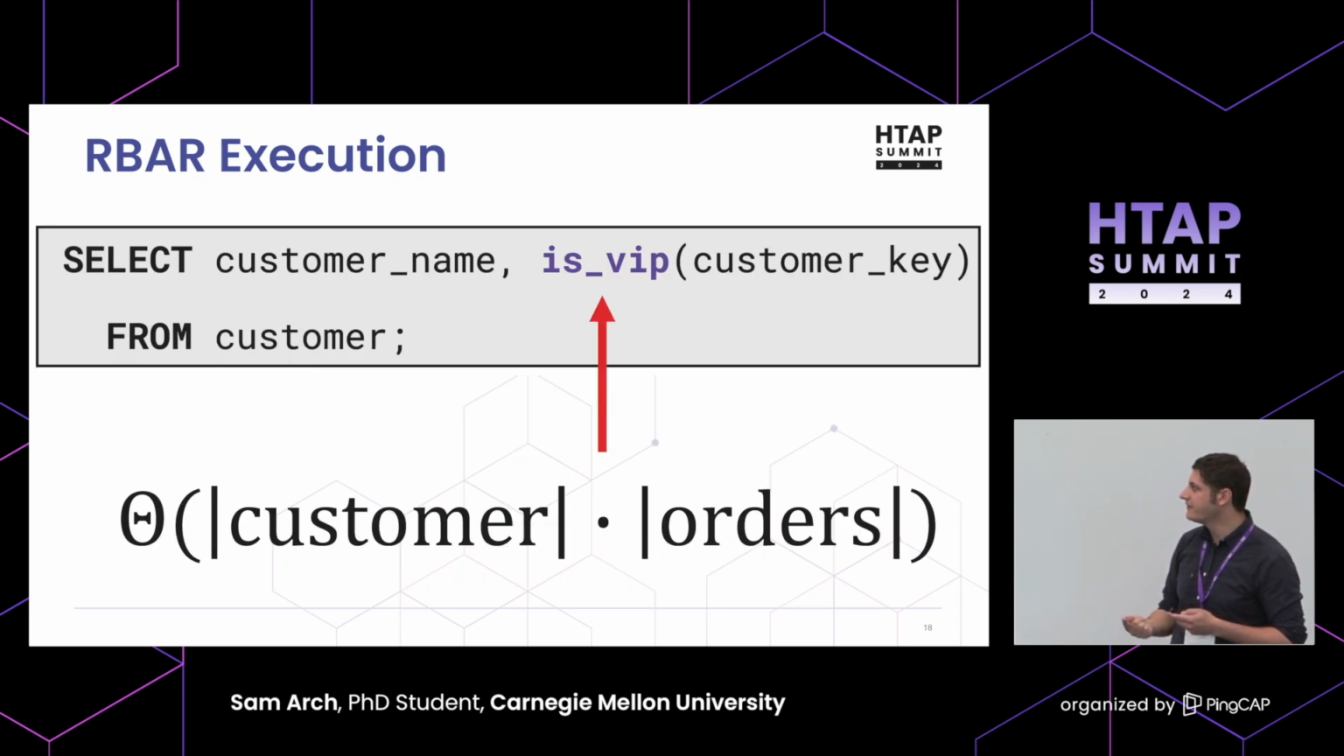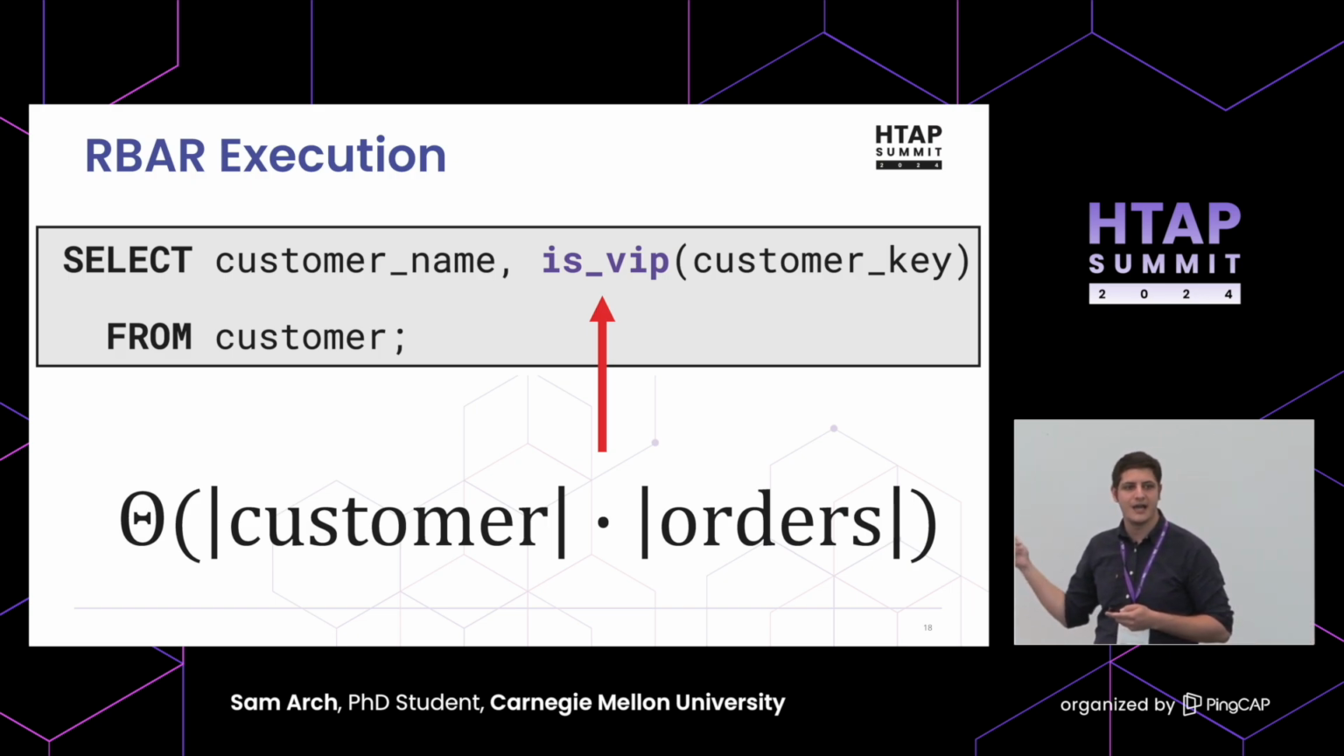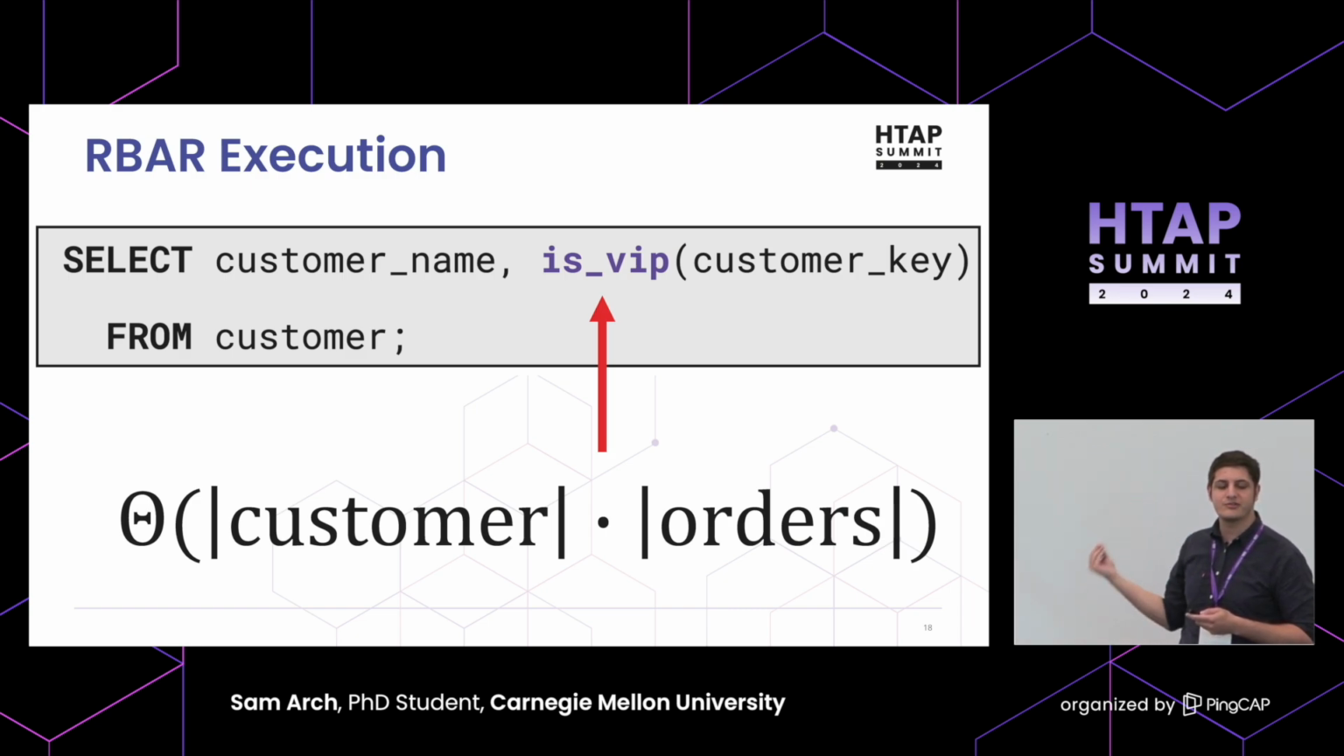So what this means is if we're calling this UDF for every single row of the customer table, and every time we call it, we scan the orders table, the complexity of this query is the number of customers times the number of orders. So because of this, we end up with an extremely slow query.